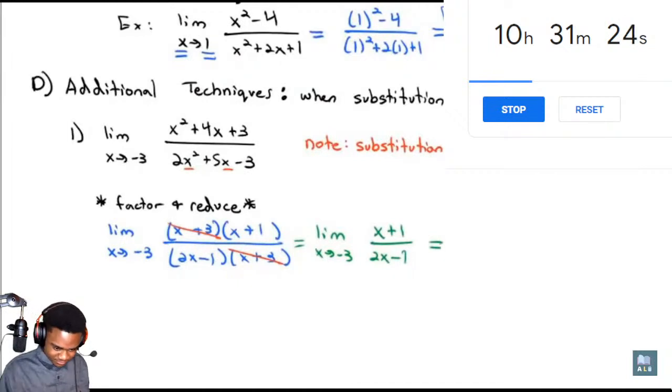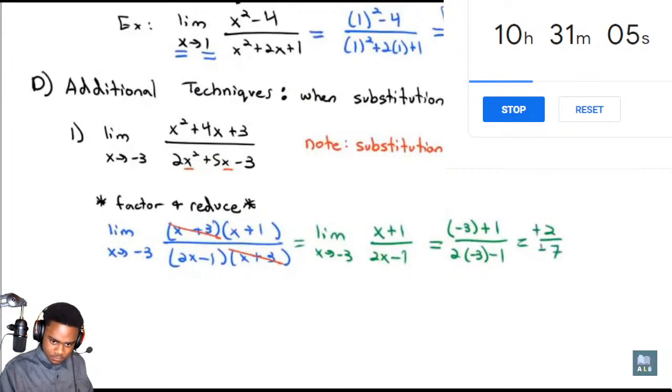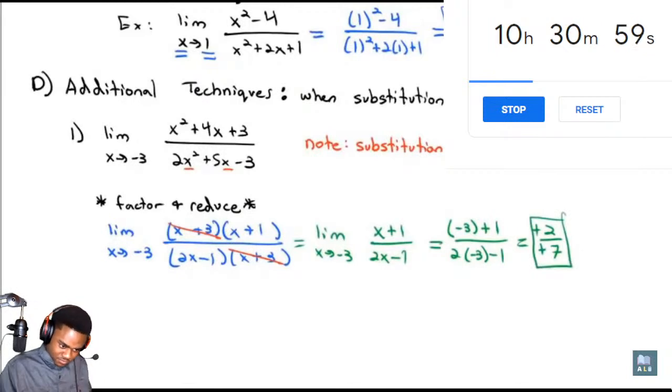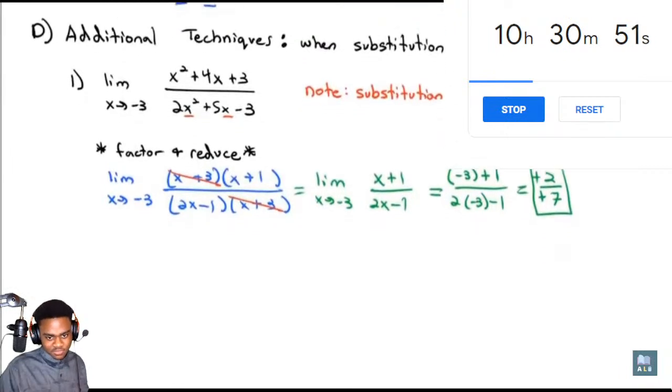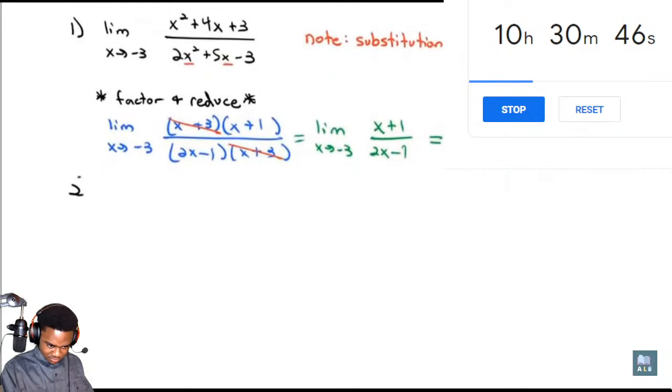Now direct substitution works great, because no longer does our denominator equal 0. We're no longer dividing by 0. Instead, we have -3 plus 1 over 2 times -3 minus 1, which is -2 over -7. And a negative divided by a negative is a positive. So for our final answer, this limit equals 2/7. So our first technique, if we're dividing by 0, we can factor and hopefully reduce out the part that equals 0.